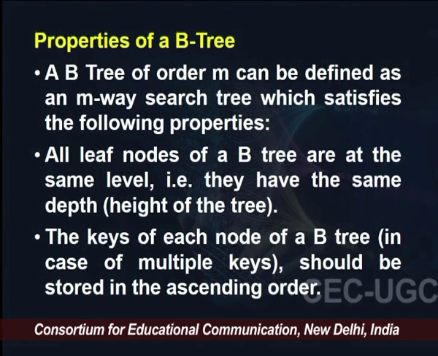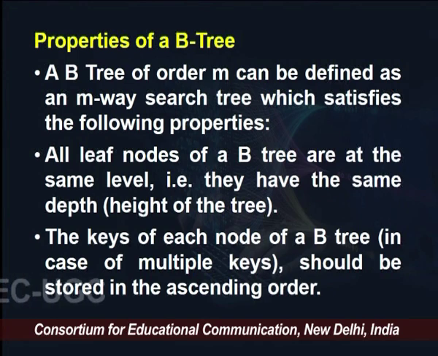First, all the leaf nodes of a B tree are at the same level. That means they have the same depth, or the height of the tree should be equal for both the subtrees, the right subtree and the left subtree of the root. Now, the keys of each node of a B tree should be stored in ascending order.